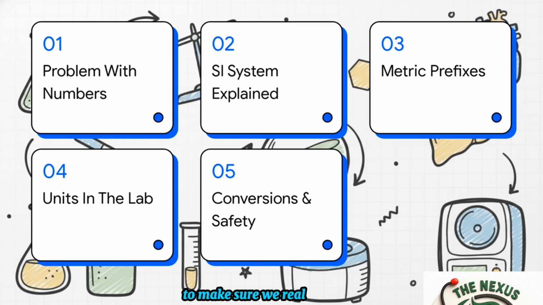To make sure we really nail this topic, we'll follow a quick roadmap. We'll start with the problem with plain numbers, move through the SI system and metric prefixes, look at everyday units in the lab, and wrap up with conversions and patient safety.